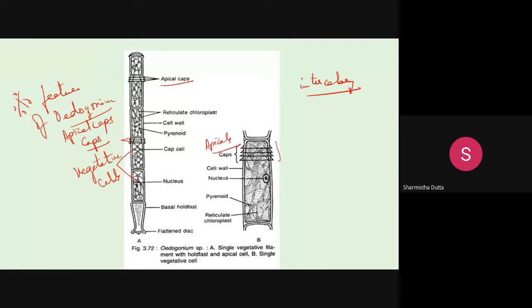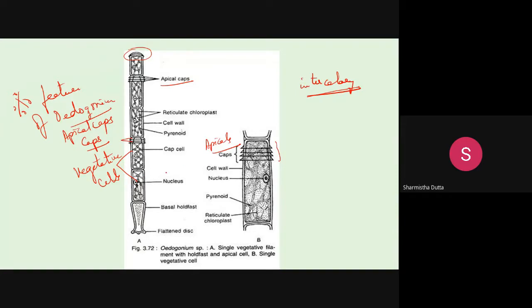What is intercalary? In between. Many of these cells you might have studied earlier also. It is the apical cell, the cell which is dome-shaped at the tip and shows division. But in case of Oedogonium, it is the intercalary cell. So any vegetative cell can divide, and so it is called intercalary division.